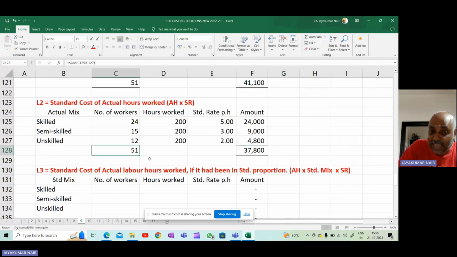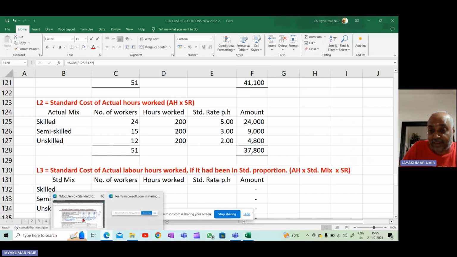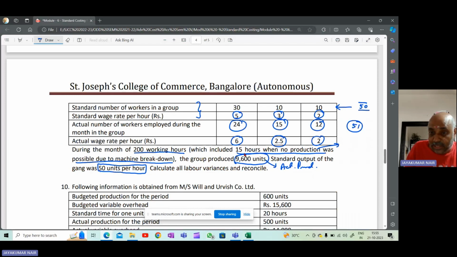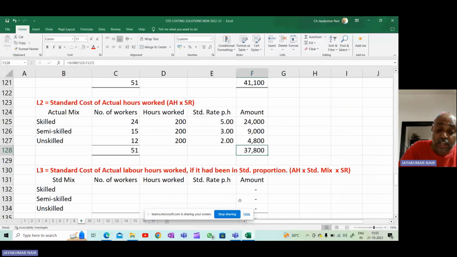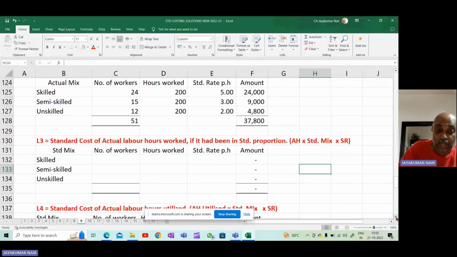So remember, the gang consisted of 51 workers, and the mix is 24 skilled, 15 semi-skilled, and 12 unskilled. The hours worked into standard rate gives 37,800. Now, had you adhered to the standard, what is the standard mix? If the gang is 50 workers, 30 should be skilled, 10 semi-skilled, and 10 unskilled. Do you understand standard mix? Had you maintained the standard mix, then what would have been your cost?